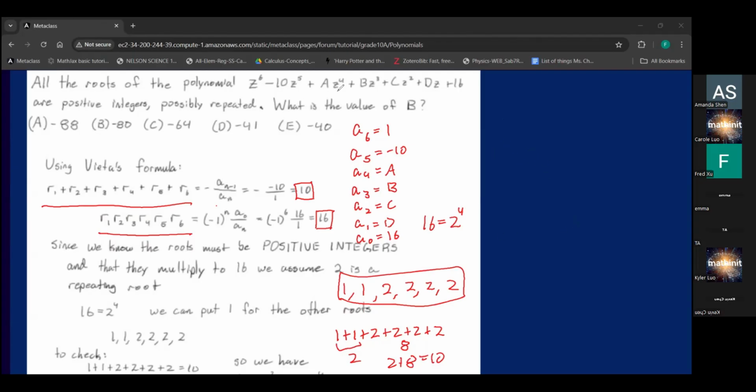So I'll just call this f of x. Now we have f of x is equal to x minus 1 squared, since we have two of them, and then x minus 2 to the power 4, since we know that this root comes up 4 times. And so we can expand this. This becomes x squared minus 2x plus 1, and then this one.